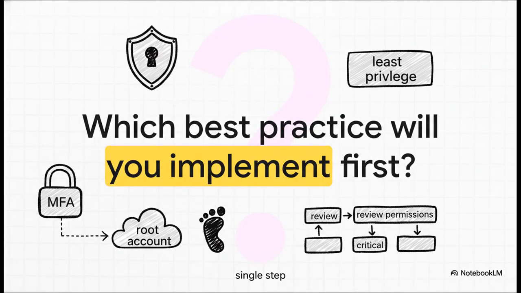And look, this isn't just about memorizing facts to pass a test. This is about how you actually go and build secure things in the real world. So now that you know these best practices, which one are you going to implement first in your own AWS environment? Seriously, what's one thing you can do today? Is it finally turning on MFA for your root account? Or maybe picking one important role and starting to review its permissions? The whole journey to security starts with that first step.